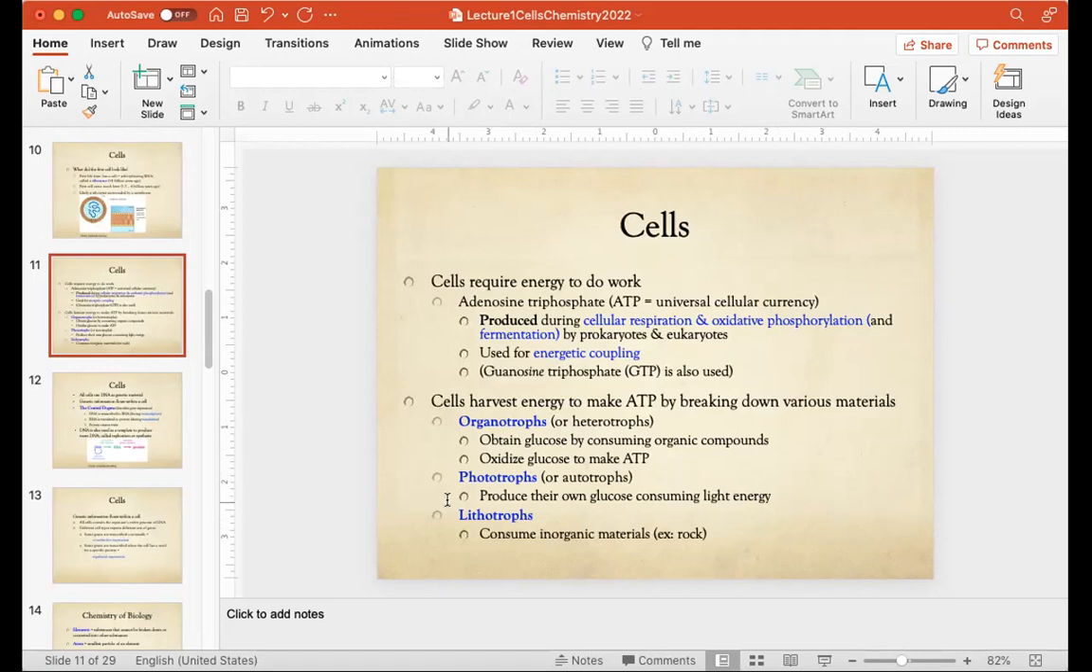Now, the last type of organism is a lithotroph. And what a lithotroph can do, they also have to eat like we do, but instead of eating things that contain glucose, they eat inorganic material. Lithotrophs are fascinating. There aren't that many of them, or at least there aren't that many that we know of yet. But lithotrophs can consume inorganic molecules.